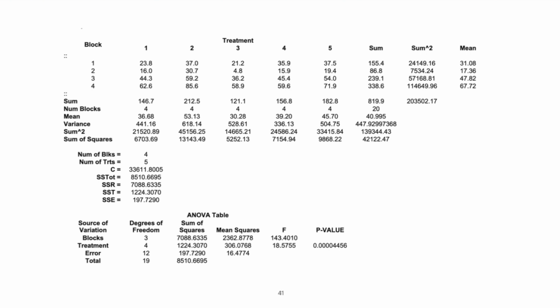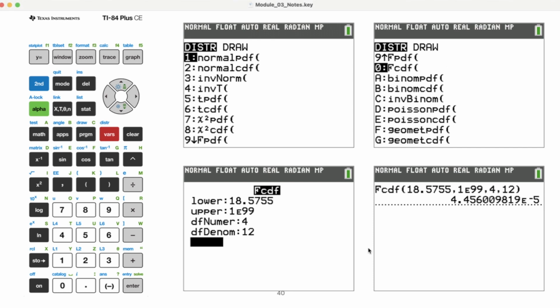And you enter that into the cell, and then the first argument is the value of the F statistic, which would be 18.5755. The second argument is the number of numerator degrees of freedom, which is 4. And the third argument would be the number of denominator degrees of freedom, which would be 12. And so then it calculates the p-value automatically. And so we can see that the p-value is 0.00004456, which is consistent with the value that was given by the calculator.